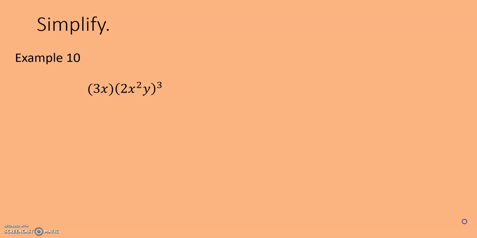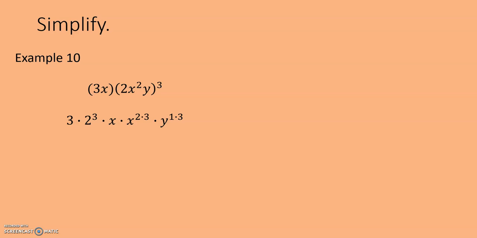Example 10, 3x times 2x squared y to the 3rd power. That exponent of 3 goes to everything inside the parentheses. So it's 3 times 2 to the 3rd times x from the first parentheses times x to 2 times 3 times y to the 1st times 3.